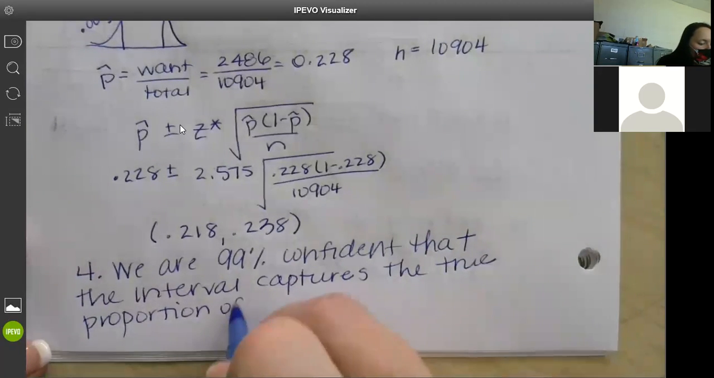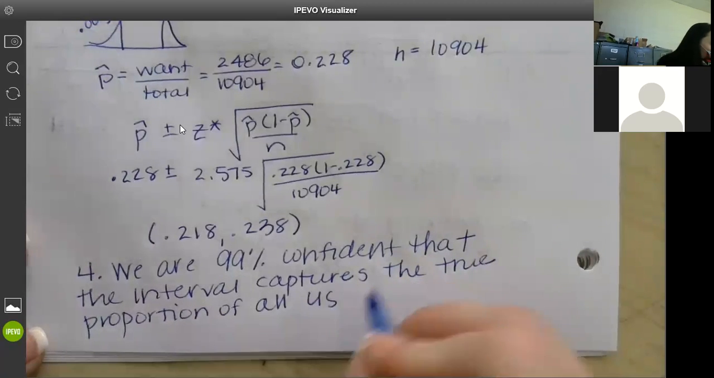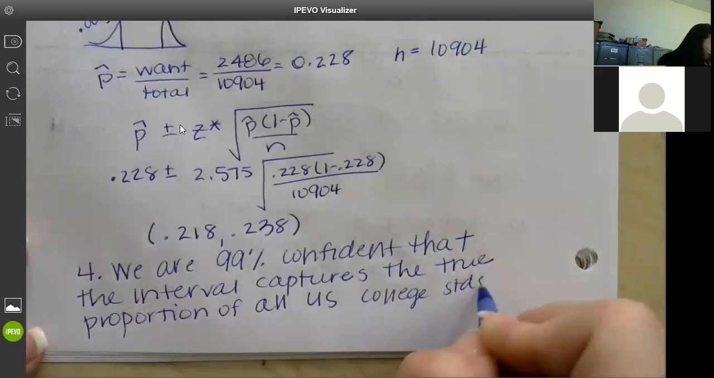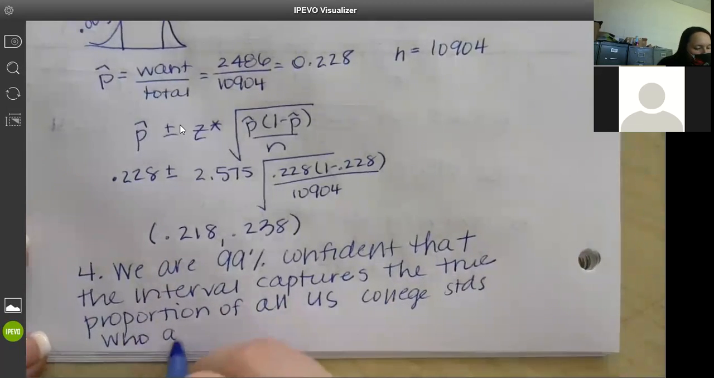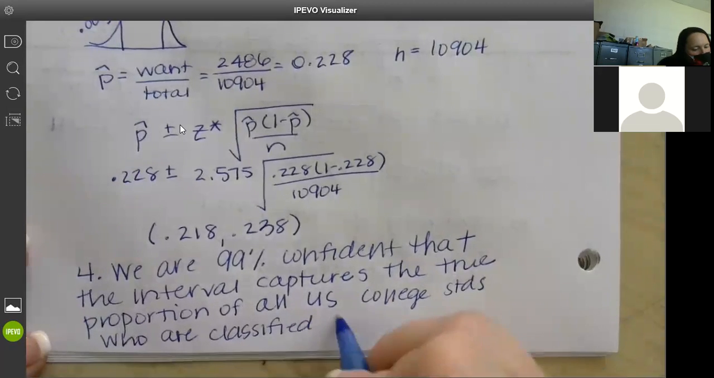The true proportion of what? Of all, because we're talking about the population. So you have to use the word all. U.S. college students. Just like we wrote in the beginning, who are classified as binge drinkers.